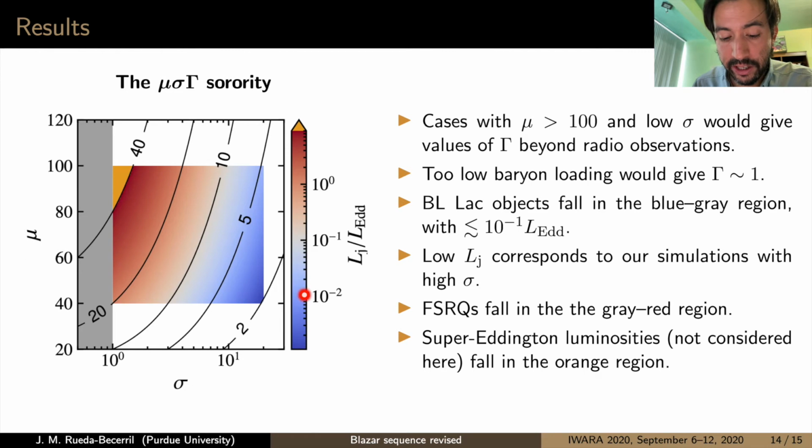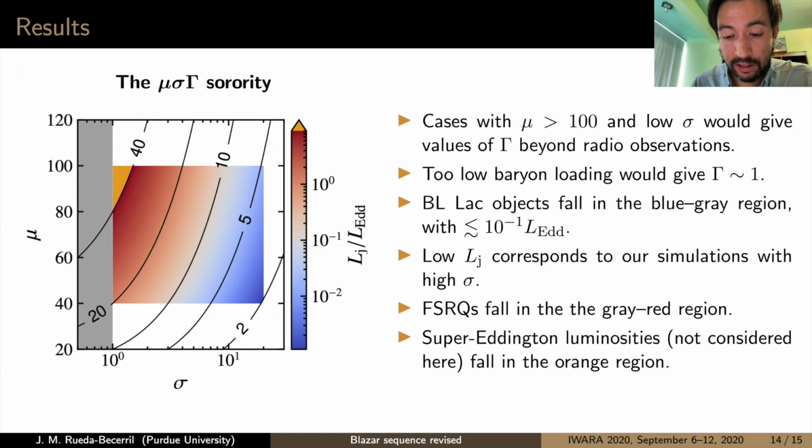So we disregarded those cases. Also, we noted by our first simulations some pathological or non-blazar-like features for the cases here, here, and here. So those cases have been disregarded in our study. So in this plot, we have that BL Lac objects will fall in this region, while FSRQs will fall in this region.